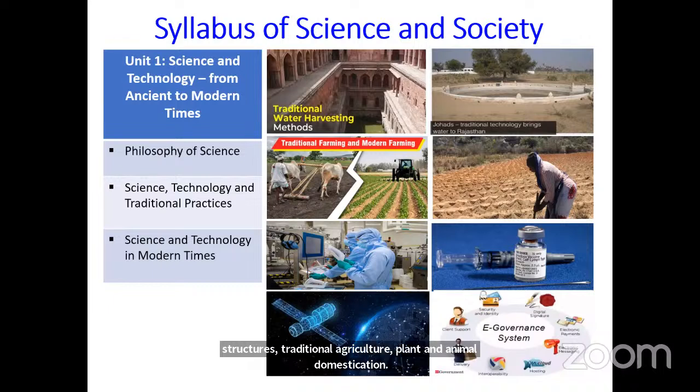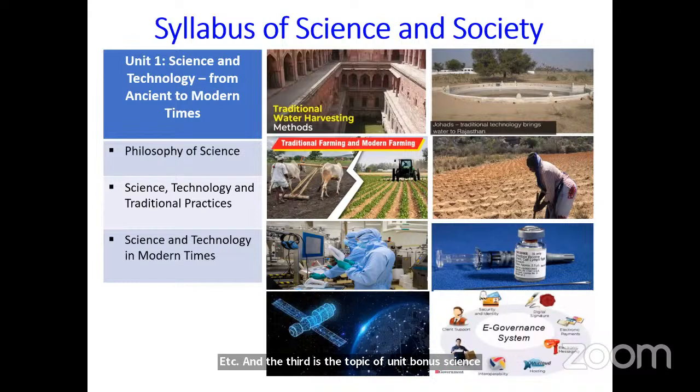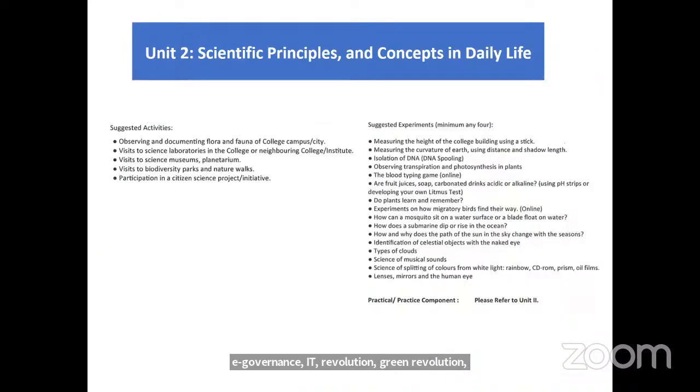And the third subtopic of Unit 1 is Science and Technology in Modern Times. In this, we'll discuss the production of antibiotics, vaccines, antimicrobial resistance, spacecraft missions, e-governance, IT revolution, green revolution, etc. Unit 2 is Scientific Principles and Concepts in Daily Life.